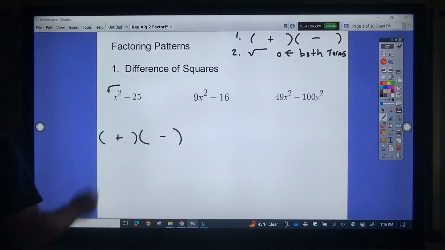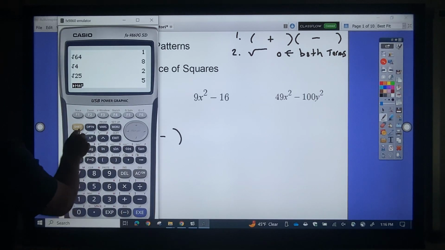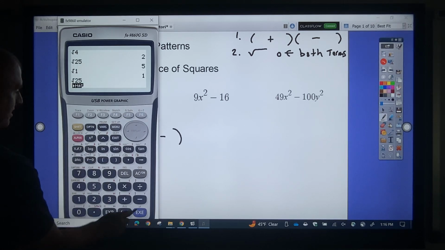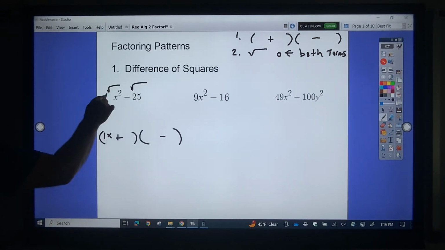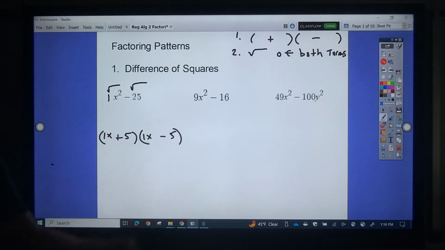I take the square root of these, okay? Now, what I'm looking for, square root of 1, square root of 25. You don't have to take the negative. I'm looking for non-decimals, so the square root of 1x squared would be 1x. The square root of 25, 5 and 5, okay?